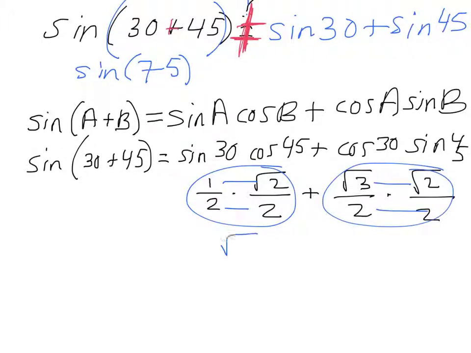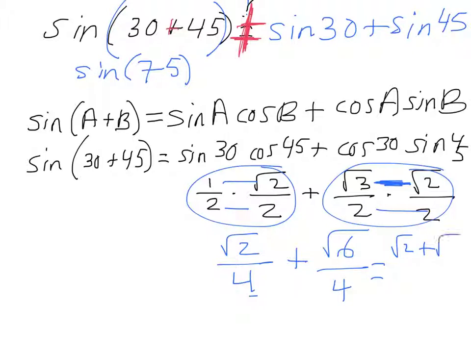So this becomes square root of 2 over 4 plus, these you actually can multiply because they're both inside the square roots. You get square root of 6 over 4. And now, because they have common denominators, you just add the numerators. You can't actually add the radicands because they're different, so you write it as square root of 2 plus square root of 6 all over 4. That is the sine of 75. You can find the decimal version of that and check it with the calculator.